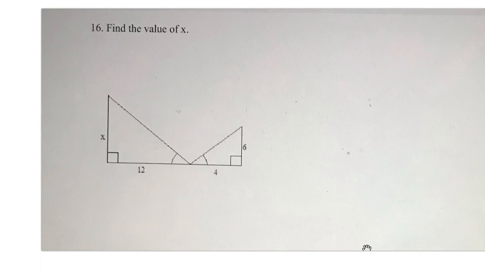Okay, finding the value of x. Let's see. These are going to be similar because, due to the third angles theorem, we know that this angle has to be equal to that angle. And since the angles on the inside are equal to each other, because we have 90 degrees, 90 degrees, this angle is equal to that angle, this angle is equal to that angle, then we know that these triangles happen to be similar, which means that the side lengths need to be proportional. We'll call this the large triangle, and we're going to call this the small triangle.